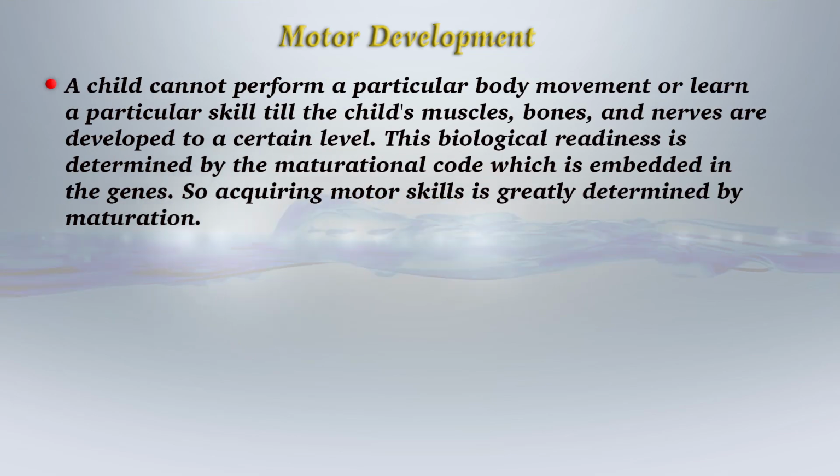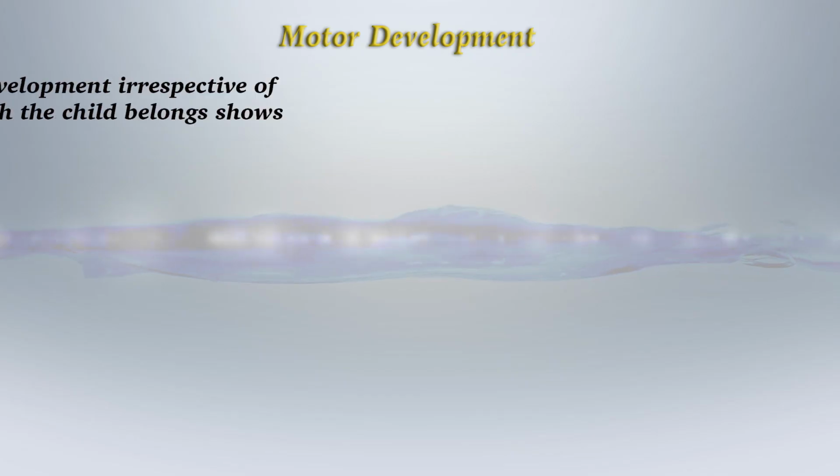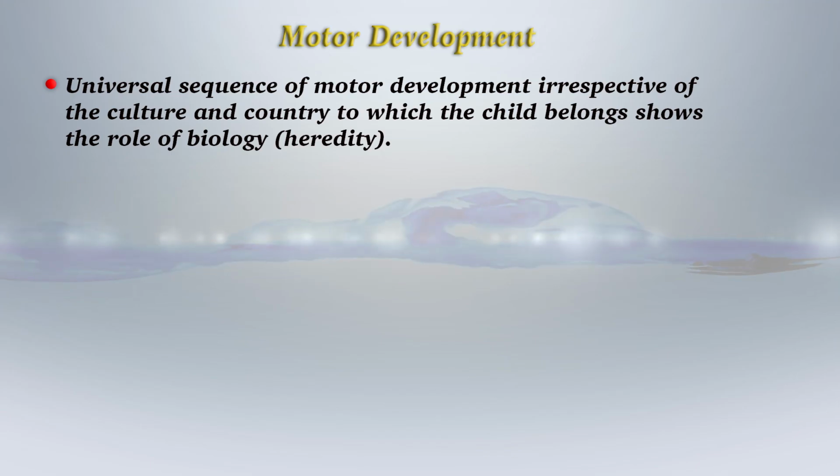So what this shows is that a child cannot perform a particular body movement or learn a particular skill till the child's muscles, bones and nerves are developed to a certain level. This biological readiness is determined by a maturational code which is embedded in our genes. So, acquiring motor skills is greatly determined by maturation. And I just discussed these examples. The fact that there is a universal sequence of motor development irrespective of the culture or country to which the child belongs, that also shows the role of biology.